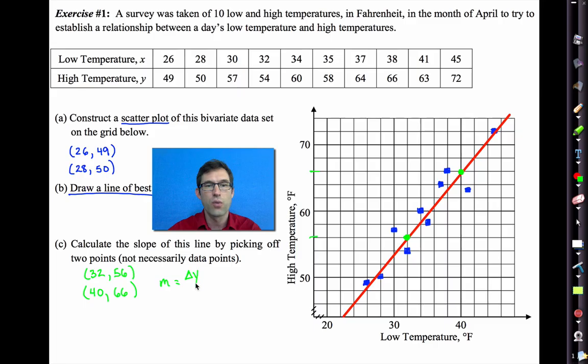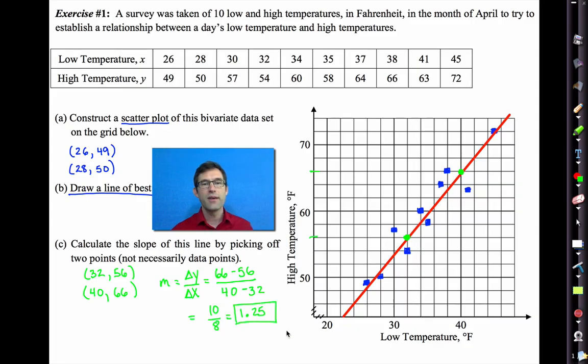All right. So, now calculating slope is something that we've done quite a bit. That's the change in y divided by the change in x, right? So that'll be 66 minus 56 divided by 40 minus 32. That's going to be 10 divided by 8. And I actually want this in a decimal. Forget about fractional slopes. I like it as 1.25. Okay? 1.25. That's it.